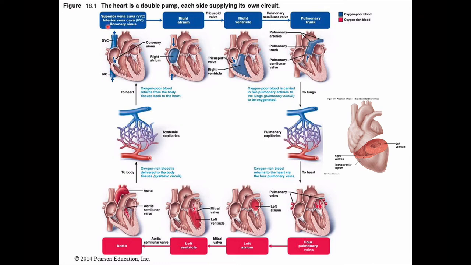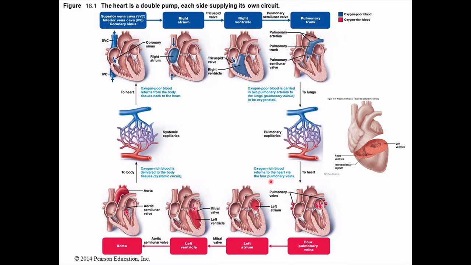If you look at the right side, what happens? This is the superior vena cava and inferior vena cava receiving the deoxygenated blood to the right atrium, and from the right atrium it is coming to the right ventricle. From the right ventricle it is going into the pulmonary trunk, then it goes to the right lung and left lung. This is how the right heart circulation is taking place.